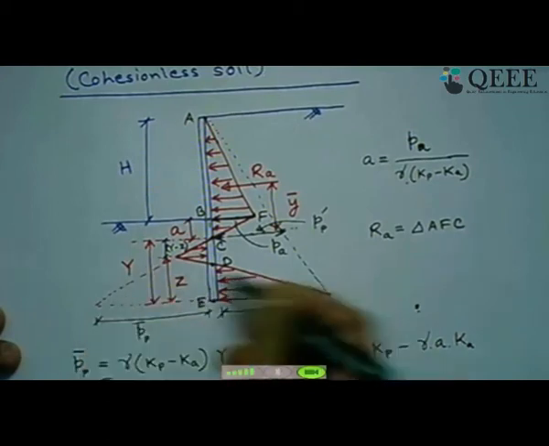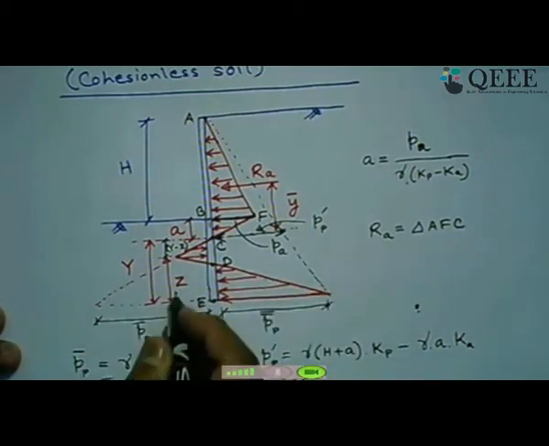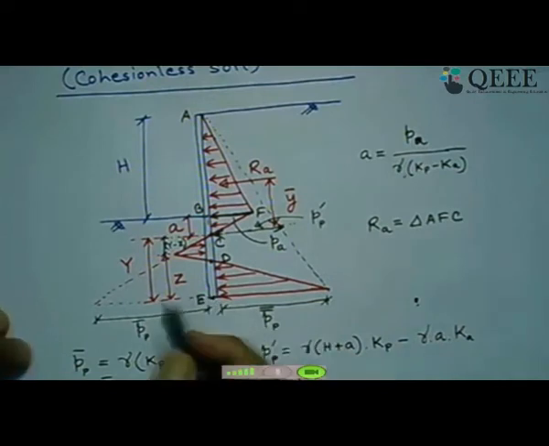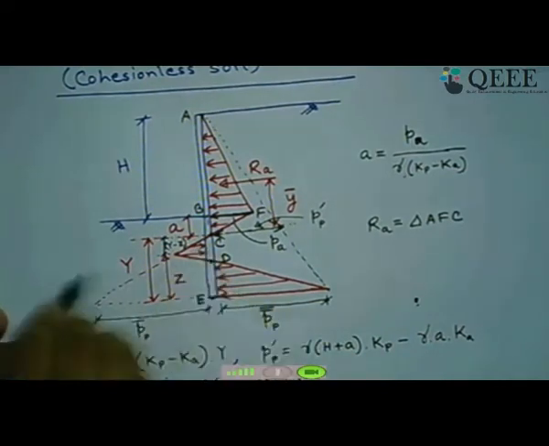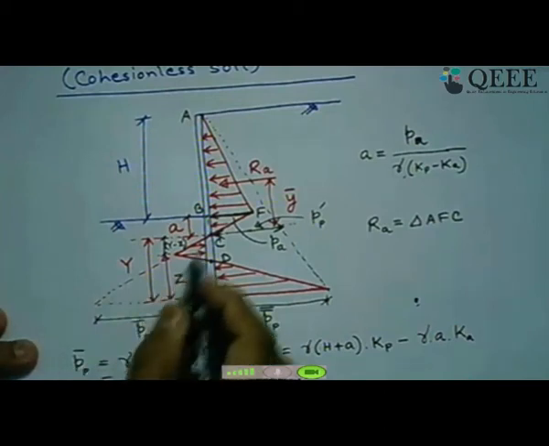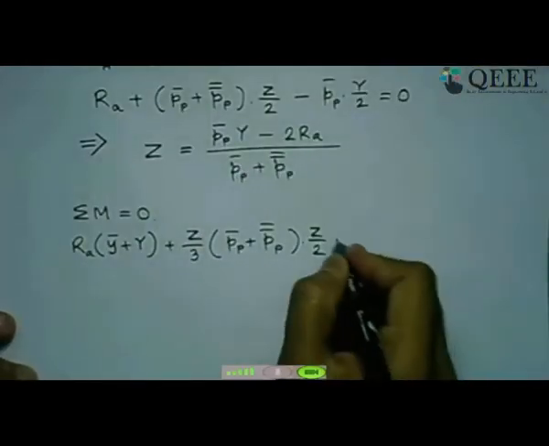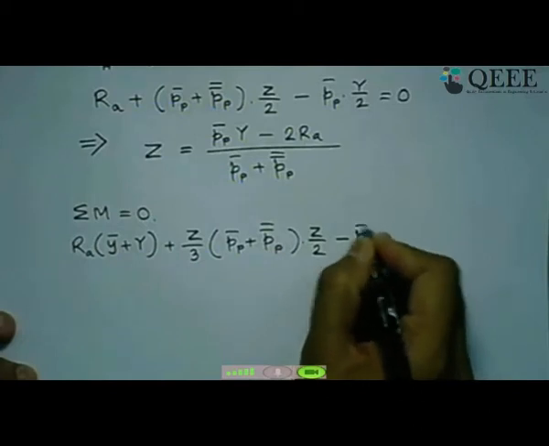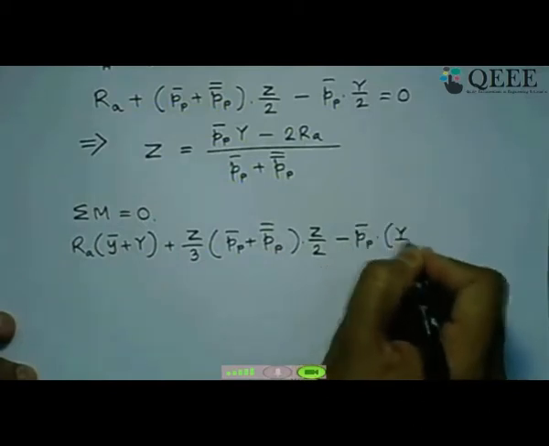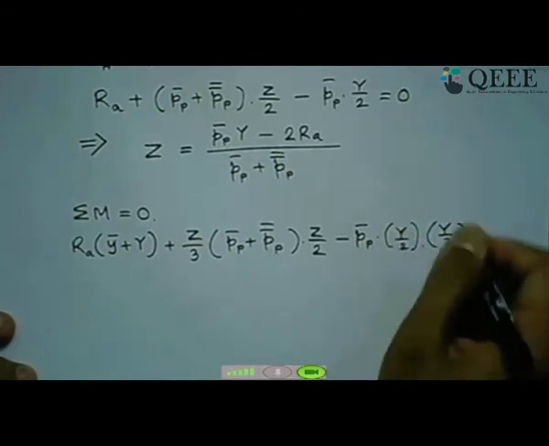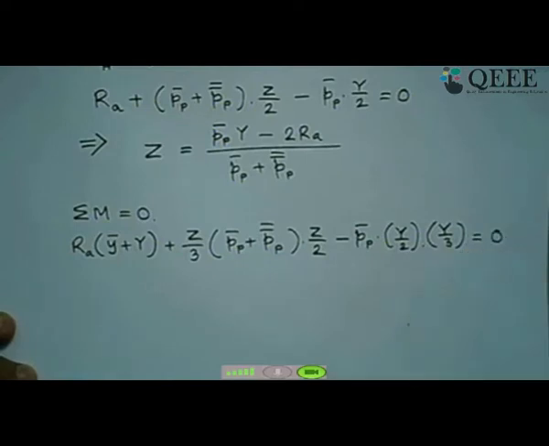area. We have first taken the entire thing in this direction. So it will act 1/3 from this base. So Z by 3 about this bottom, minus, you have to take out this portion in this direction. So here it is Y by 3, that is 1/3 distance from the base. So minus PP bar into Y by 2, that is the force, and the point of application or lever arm is Y by 3, that equals to 0.